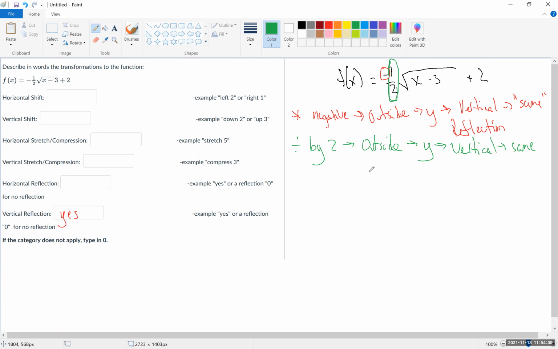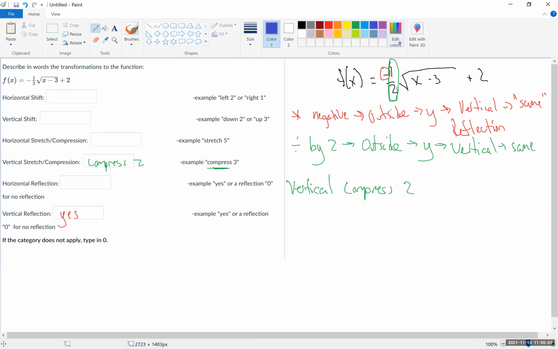So it's going to be a vertical compress by 2. So here it is a compression, but we write the word compress. So we look for vertical compression. Vertical compression's right here. So we're going to write compress by 2. Okay. And let's keep going.